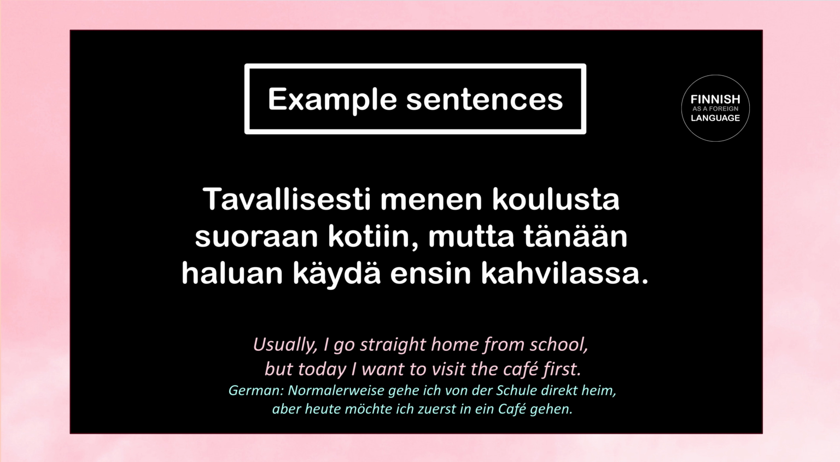Then we have mutta here, which works as our conjunction, meaning but. Tänään means today. Haluan means I want. It's the first person singular present tense of the verb haluta, which means to want. Käydä means to visit or to go to, standing here in its infinitive form. Ensin means first, it's an adverb. And kahvilassa here is the inessive case of kahvila, which means coffee shop. Here we need the inessive case because of the verb käydä. Remember the rule? Käydä plus location in the inessive case.